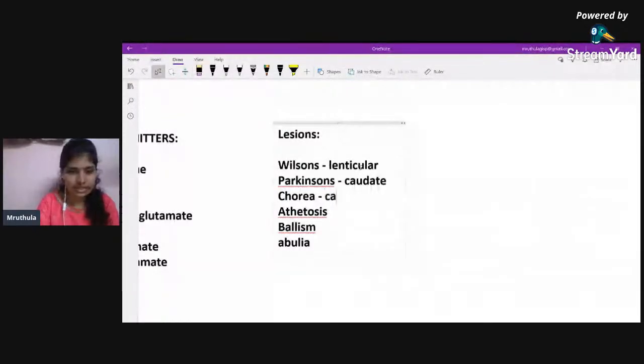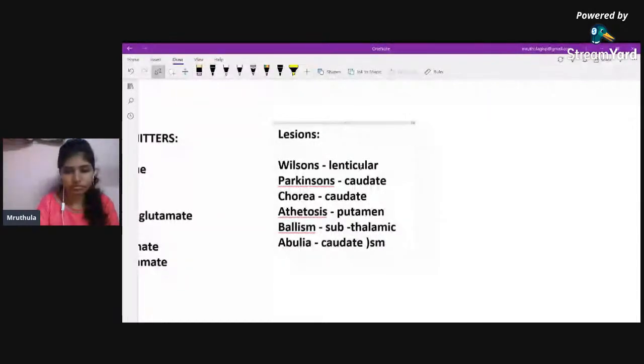Chorea, as it is C, you can remember it is the caudate nucleus. Athetosis, the same cause, but it occurs in the putamen. Ballismus, as it is B, I told you to remember this body. So what is that body? Subthalamic body of Luys, or subthalamic nucleus. Then abulia, it also involves the caudate, but it is a small lesion. Okay, these are the ones.